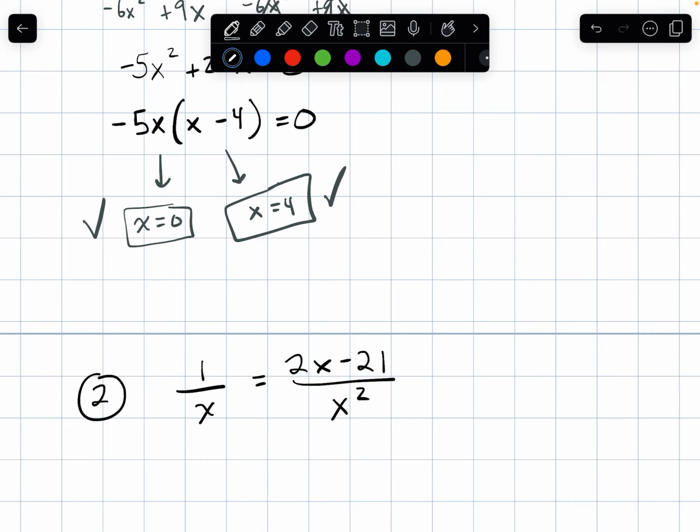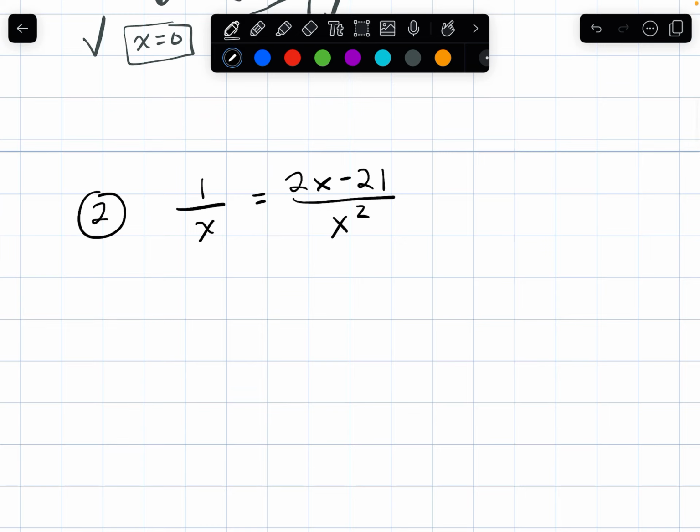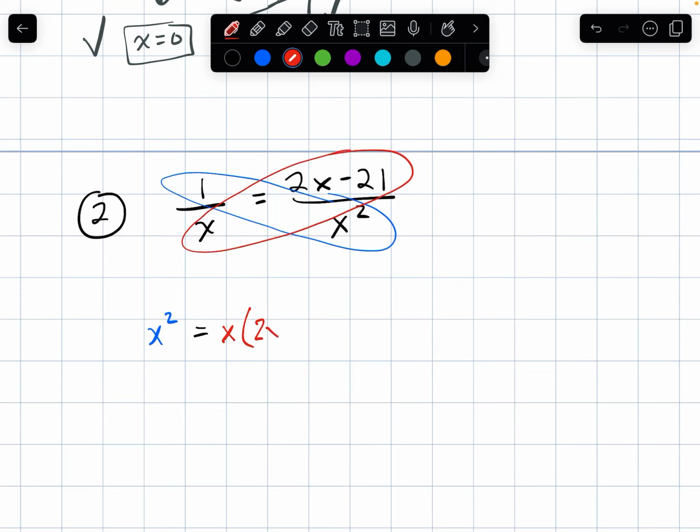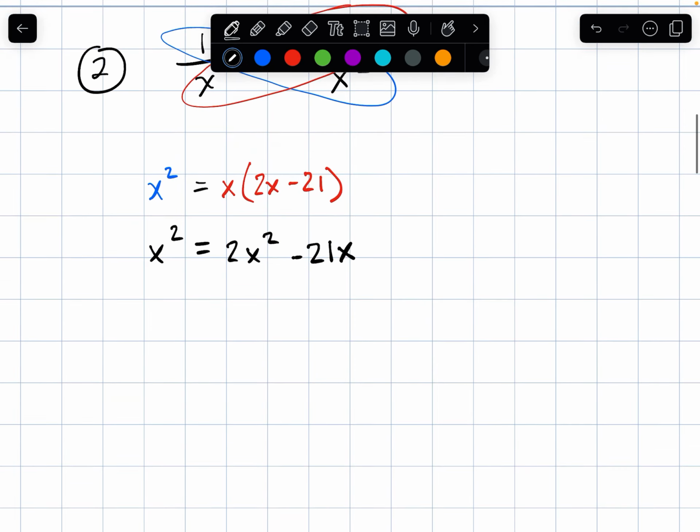So next problem we want to do is 1 over x equals 2x minus 21 all over x squared. So I'm going to try the cross multiplication method. So I've got 1 times x squared, well that's just x squared. And then on the right side, I'm going to have x times 2x minus 21. So when we distribute everything, that gives me x squared equals 2x squared minus 21x.